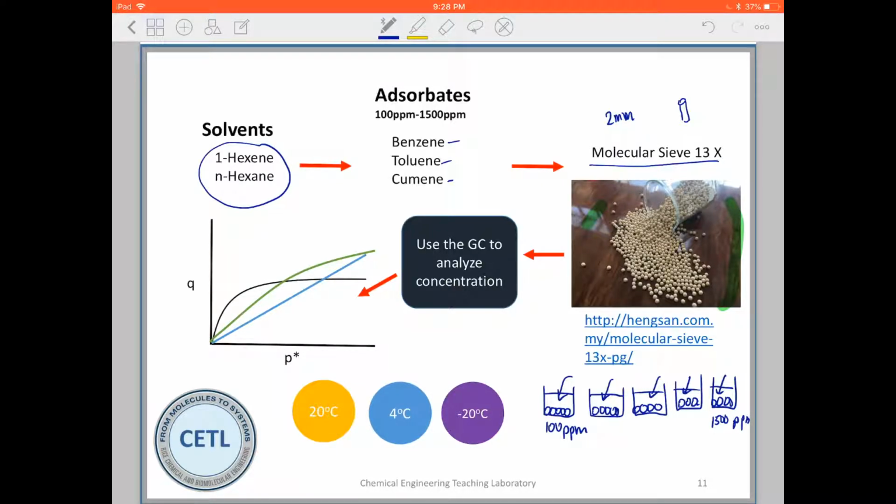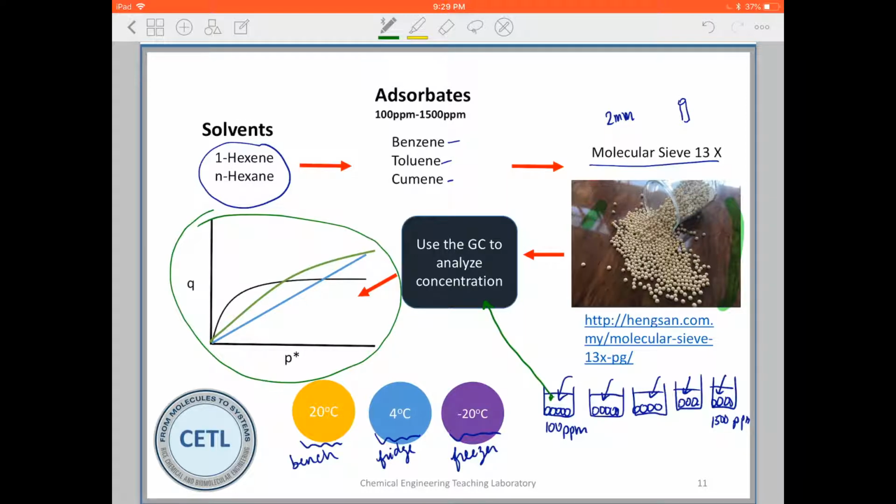And you will set these at 3 different temperatures. So 20 degrees Celsius, you can leave them on the bench. For 4 degrees Celsius, you can put them inside the fridge, and at -20, you can put them inside the freezer. And you will set all these up on your first day of your experiment, and then you'll come back a week later and do your calculation. So you'll take an aliquot of each sample and run it through your GC, and once you run it through your GC, you can actually plot it.